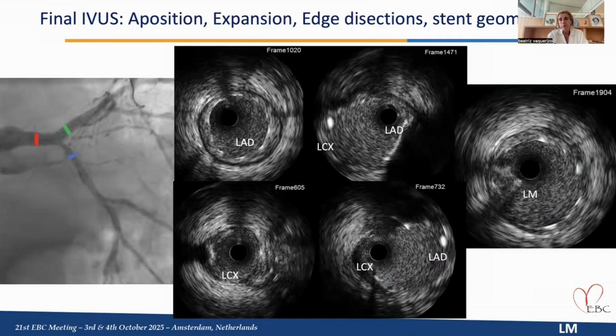And then we perform IVUS. This is the most important part because we want to check the position of the stent, expansion, dissections, and also stent geometry at the level of the carina. That is important, and sometimes it takes a little bit of time to analyze the expansion, but I think more and more the software is really easy to use.